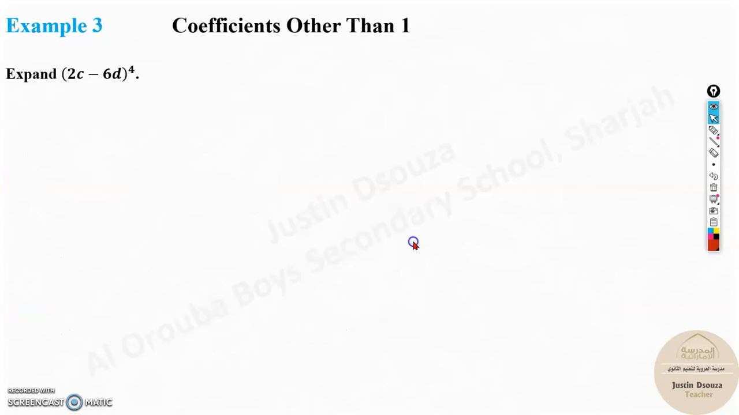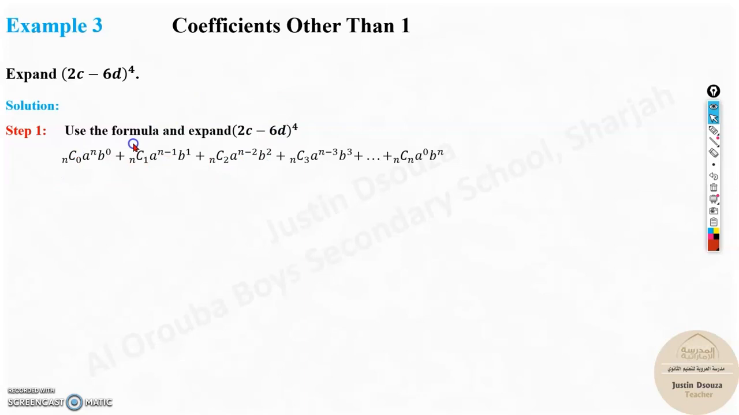Now let's see another simple one. See over here, the coefficient is other than 1. You can see it is not just c and d, it is 2c minus 6d. Fine, it's the same thing, but you have to use brackets over here. Use the formula.